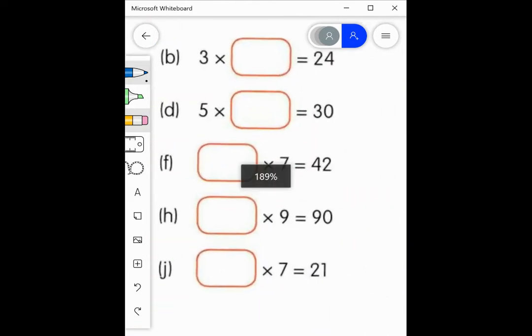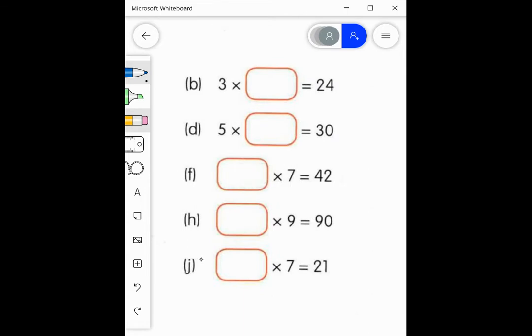We'll do that next. And it says 3 times what is 24? And the factor there is 8. And the factor here should be 6. And what times 7 equals 42? This factor is 6. And then 10 times 9. And 3 times 7 equals 21.